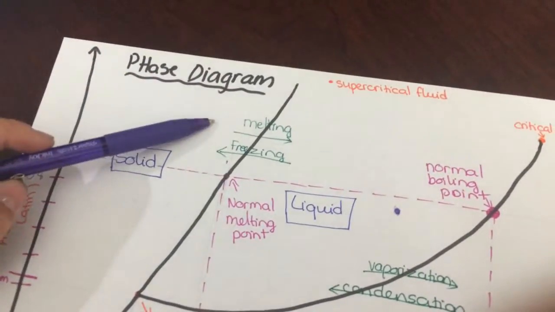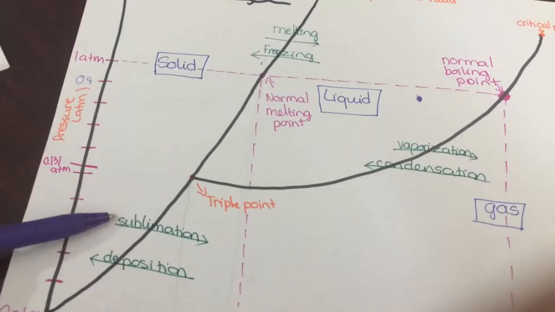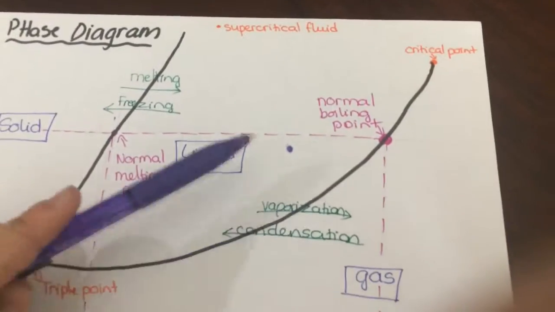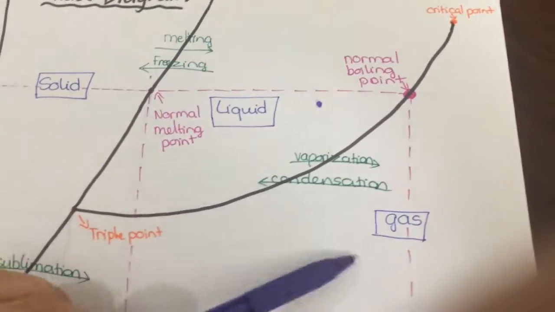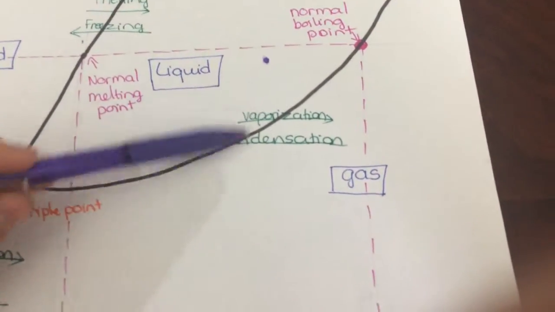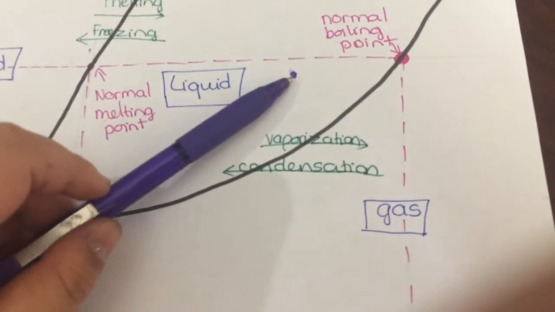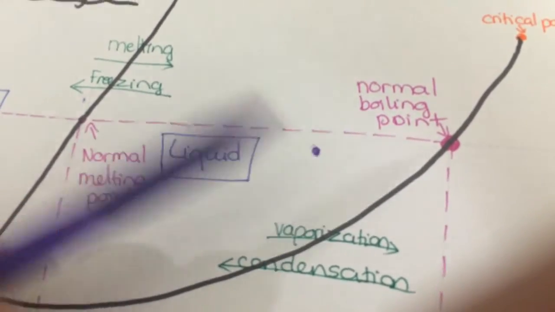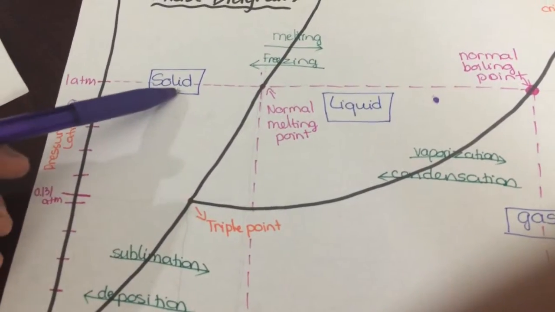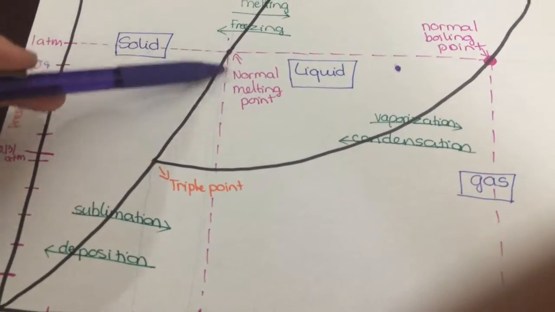So melting is from solid to liquid, freezing is from liquid to solid, sublimation is from solid to gas, and gas to solid is deposition. Vaporization is from liquid to gas, and condensation is from gas to liquid. So the condition for my molecule to be a liquid is 20 degrees and 0.8 atm. If I want my molecule to go from solid to gas without changing the temperature, I have to move down.